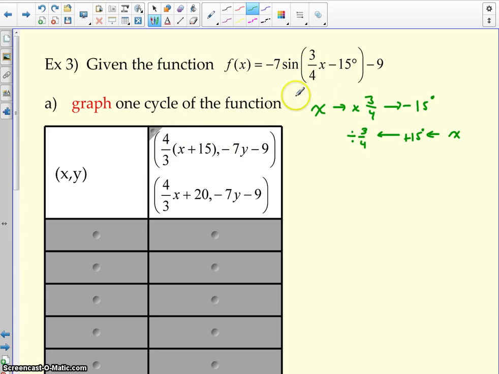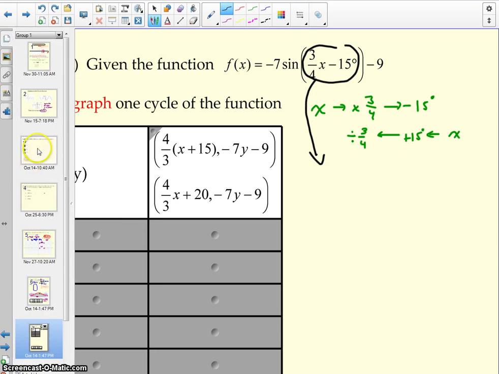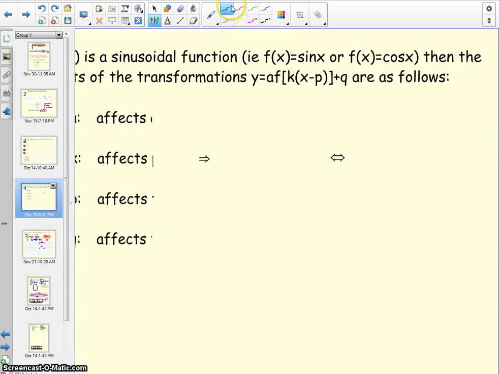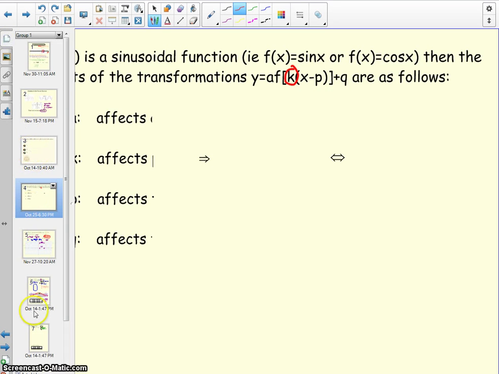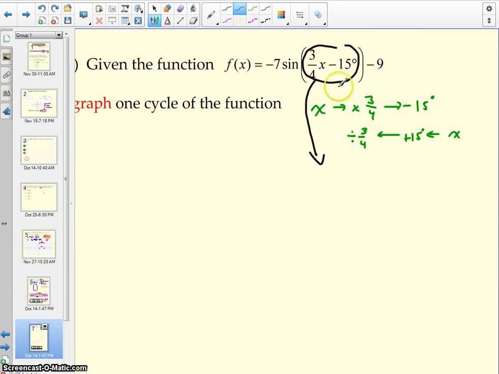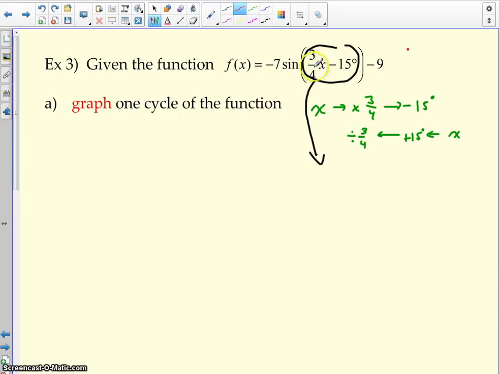What is often preferable to do with sinusoidal functions is to actually factor out the k value that's inside here, because we based all of our transformations over here off a version where k was factored out. You'll see that's x minus p left over in brackets. We do not have that here. We have the 3/4 not factored out.